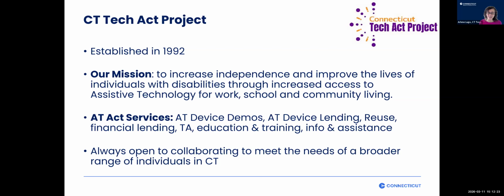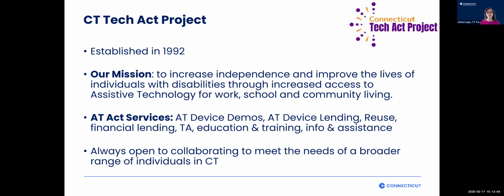We provide our core ATAP services of AT device demonstrations, AT device lending, reuse or recycling of AT, financial lending, and we also provide technical assistance to organizations who want help with AT services, education and training, and info and assistance, which essentially means anybody who wants help with AT devices or services can reach out to me for assistance. We've always been open to collaborating to meet the needs of a broader range of people in our state. Currently, we have 9 community AT partners that provide the AT services across our state.